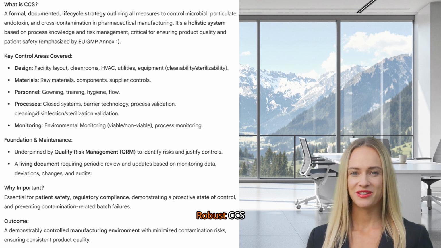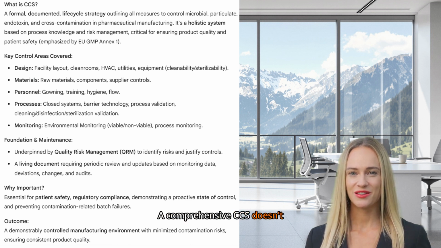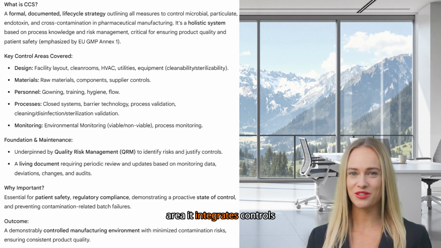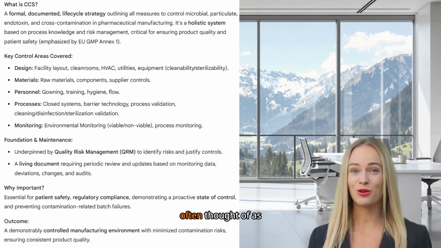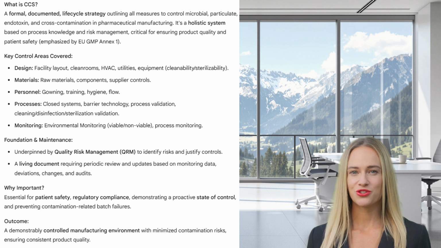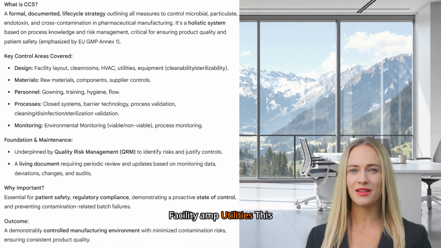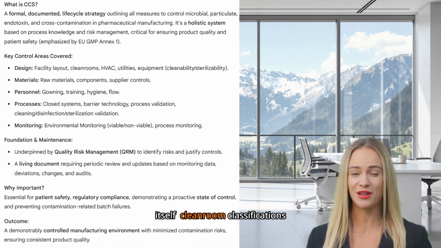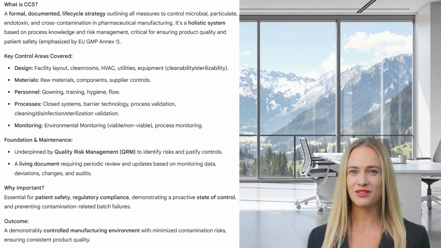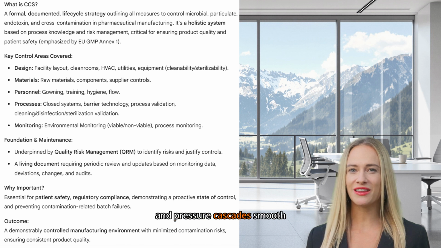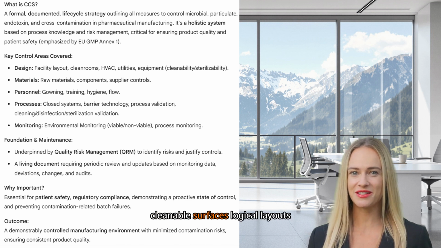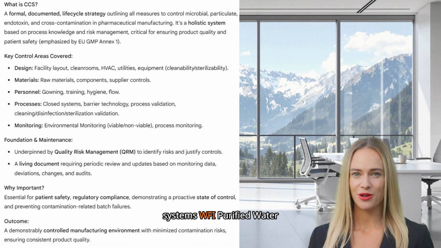Key pillars of a robust CCS? A comprehensive CCS doesn't focus on just one area. It integrates controls across multiple critical domains, often thought of as pillars supporting the overall strategy. Facility and utilities. This starts with the design itself: clean room classifications, appropriate air handling, HVAC systems providing filtered air and pressure cascades, smooth, cleanable surfaces, logical layouts preventing mix-ups, and the qualification and maintenance of critical utilities like water systems, WFI, purified water, and clean gases.